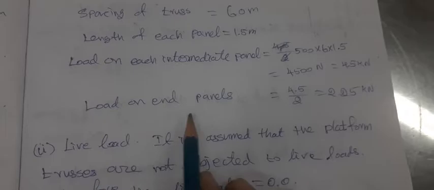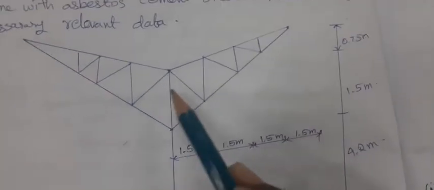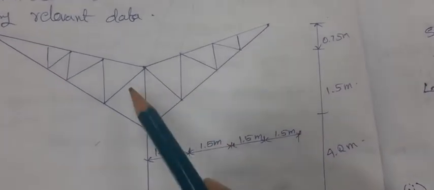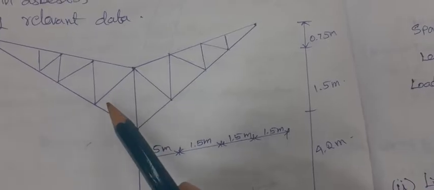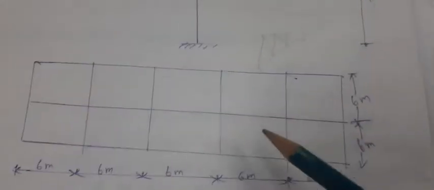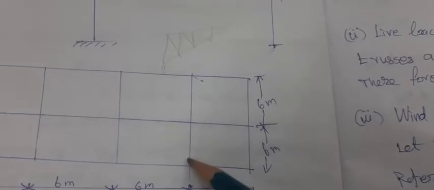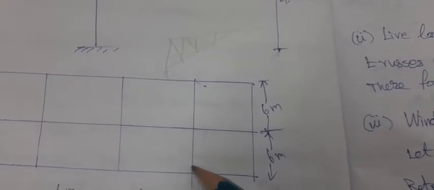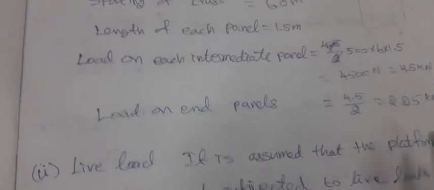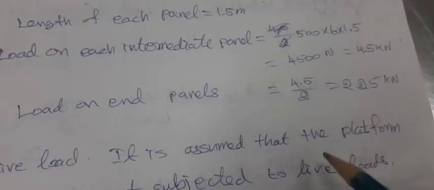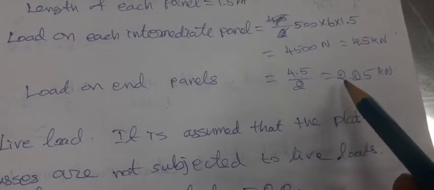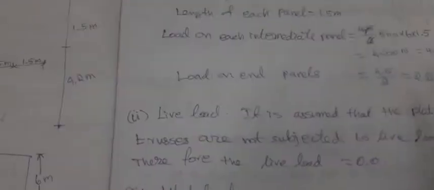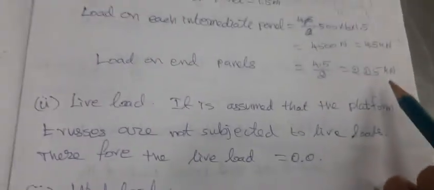So loads on end panels. Here, this is the one portion of the end panel. If we take it, half of the load will be taken by another structure here. So half of this end structure, the load will be carried by the other, left side direction. So that's why, for the end panel structure, we divide by 2. So 4.5 divided by 2, 2.25 kilonewton is the total load taken by that end panel portion. So until then the dead load calculations are completed.